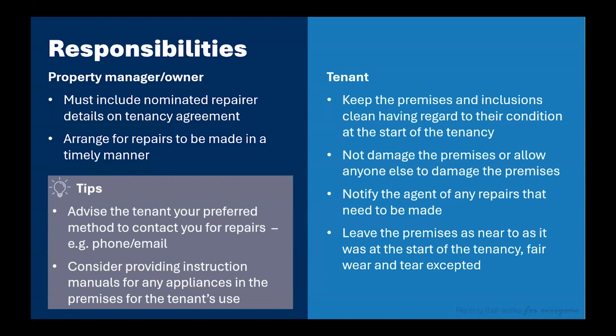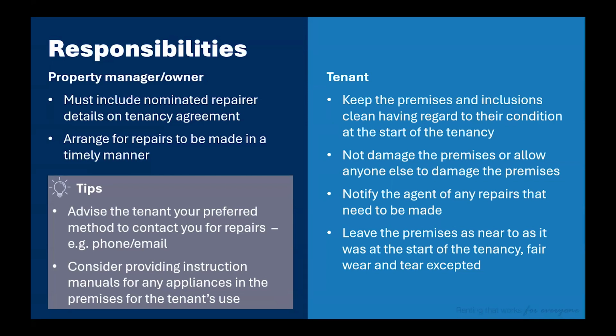We know that a burst pipe or a hot water system failing doesn't always happen between 9 and 5. The RTA recommends that a property manager or owner sets out clearly to the tenant how they wish to be contacted if repairs are required. Is it a phone call or an email? Or are they required to fill out a maintenance request form? Does this apply for both routine and emergency repairs?